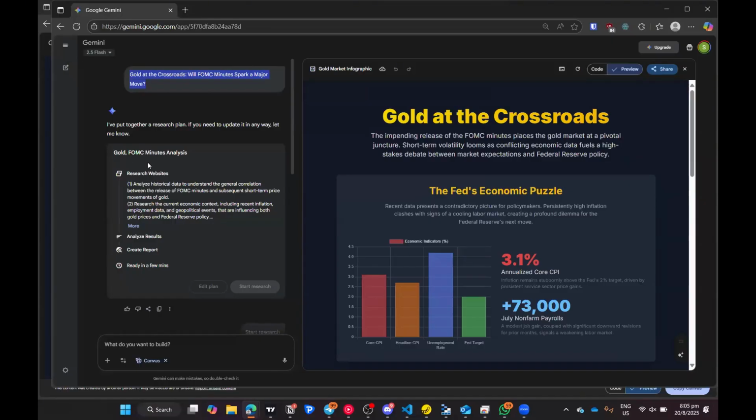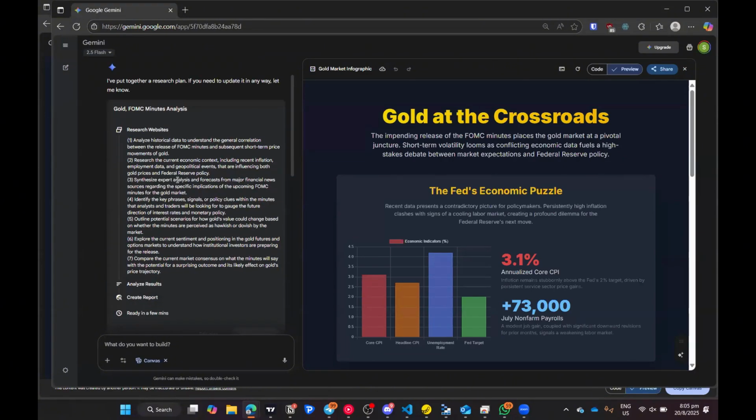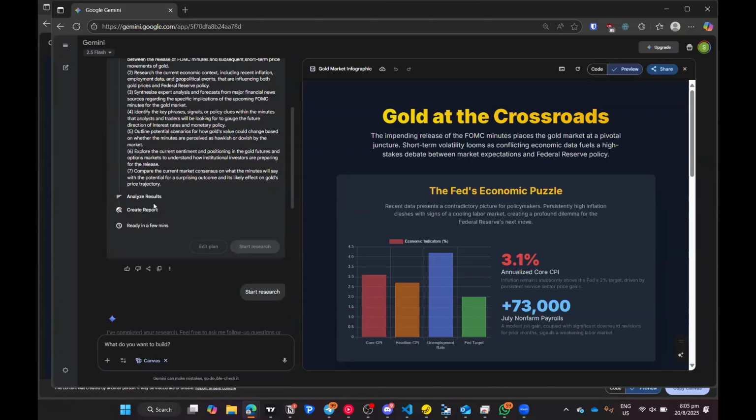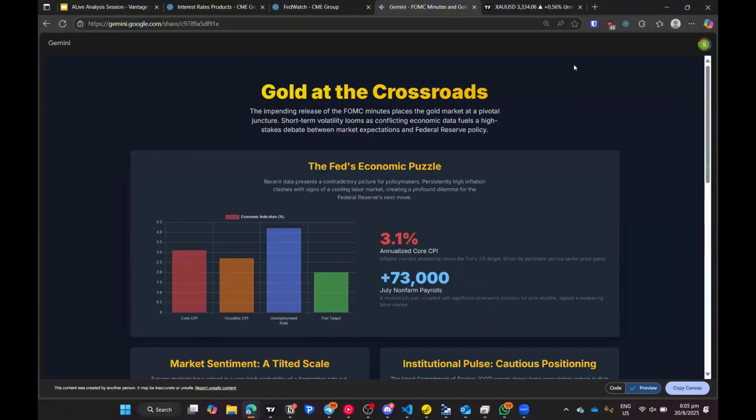Basically it gives you an outline of what it's going to research. You can change it if you want to find out more, or if you want to omit some of these topics. It will run through the web, search for all of this relevant information, and compile a report for you. This is what the AI can do for you right now. I'm not going to go into the details of every single fact that Gemini has come up with. We're just going to look at the infographic that it has generated.